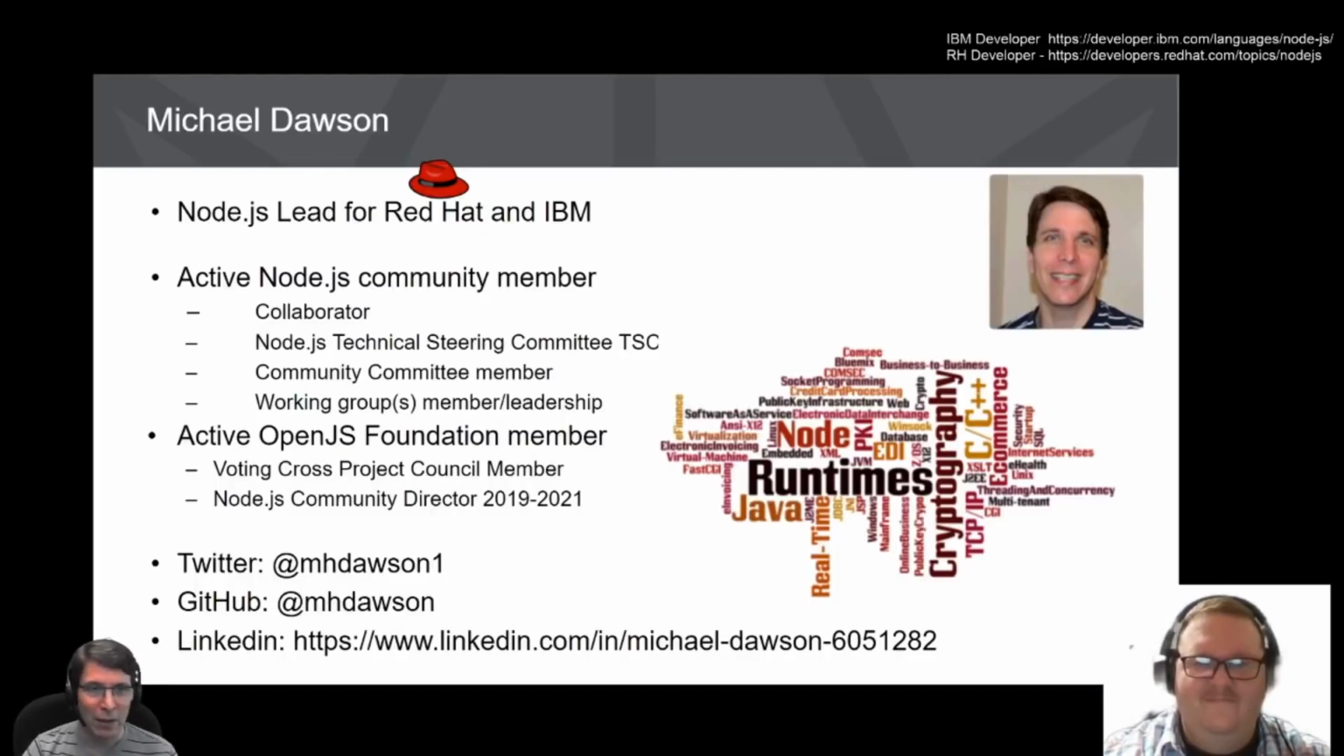I'm Michael Dawson, the Node.js lead for IBM and Red Hat. What that means is I get to be an active community member. I'm a collaborator, member of the technical steering committee, and generally active across the project. It also means that I get to work with great teams across Red Hat and IBM. For example, Jesse, in terms of our support for Node.js on different platforms, as well as all sorts of things in terms of making Node.js first-class citizens in our offerings.